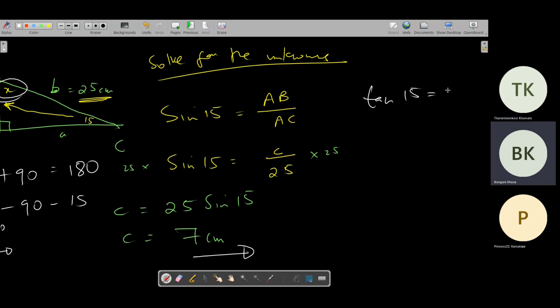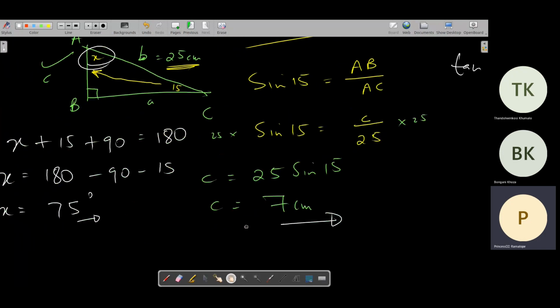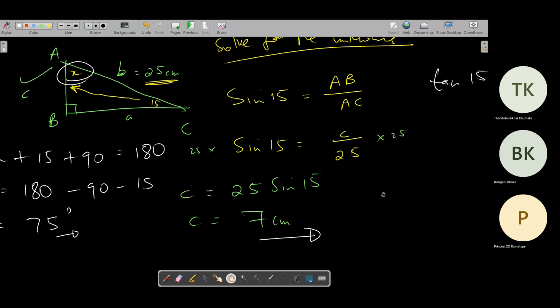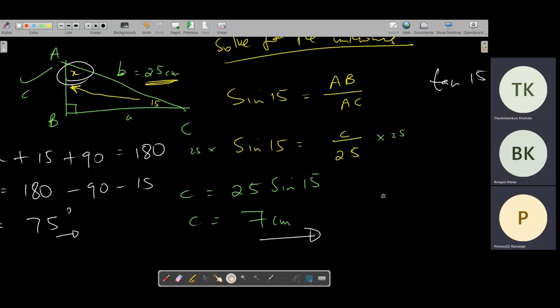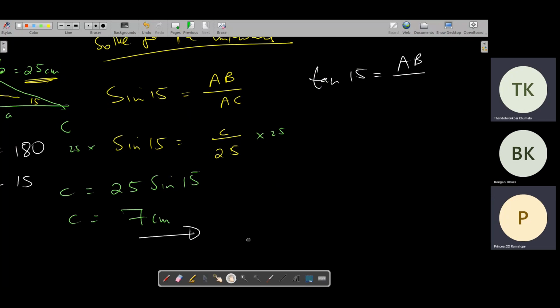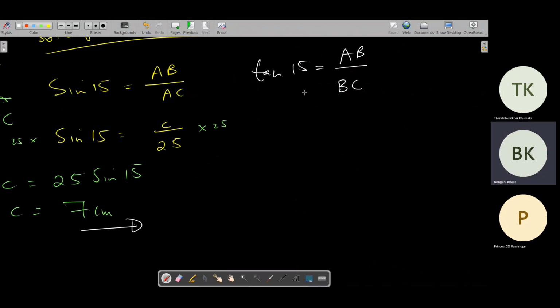Tan 15. So what's our opposite? Which side is our opposite? The opposite is AB. So let's do that, just to show you that you can do it in multiple ways. And then the adjacent is BC. BC there, right. So what we are trying to do, let's carry on. So this will just be tan 15.